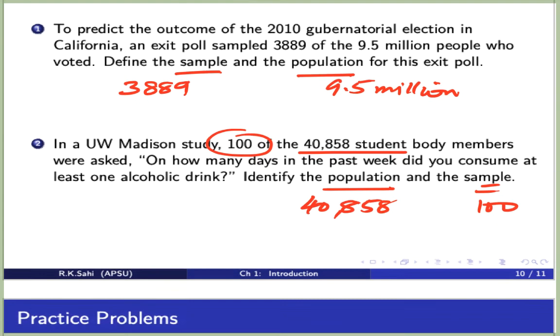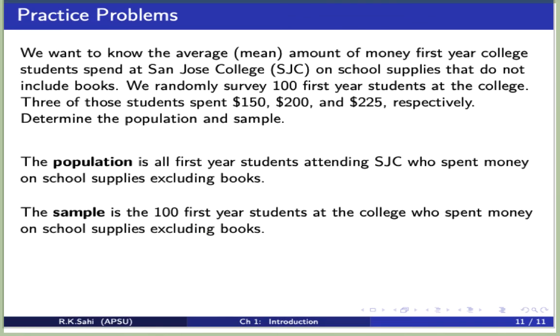One more example, guys. Now, if you'd like to know the average or the mean amount of money first-year college students spend at San Jose College on school supplies that do not include books. So we randomly surveyed 100 first-year students at this college, and 3 of the students had spent $150, $200, and $225 respectively. What is the population? What is the sample? Now, the population in this problem is all first-year students attending San Jose College who have spent money on school supplies, excluding books.